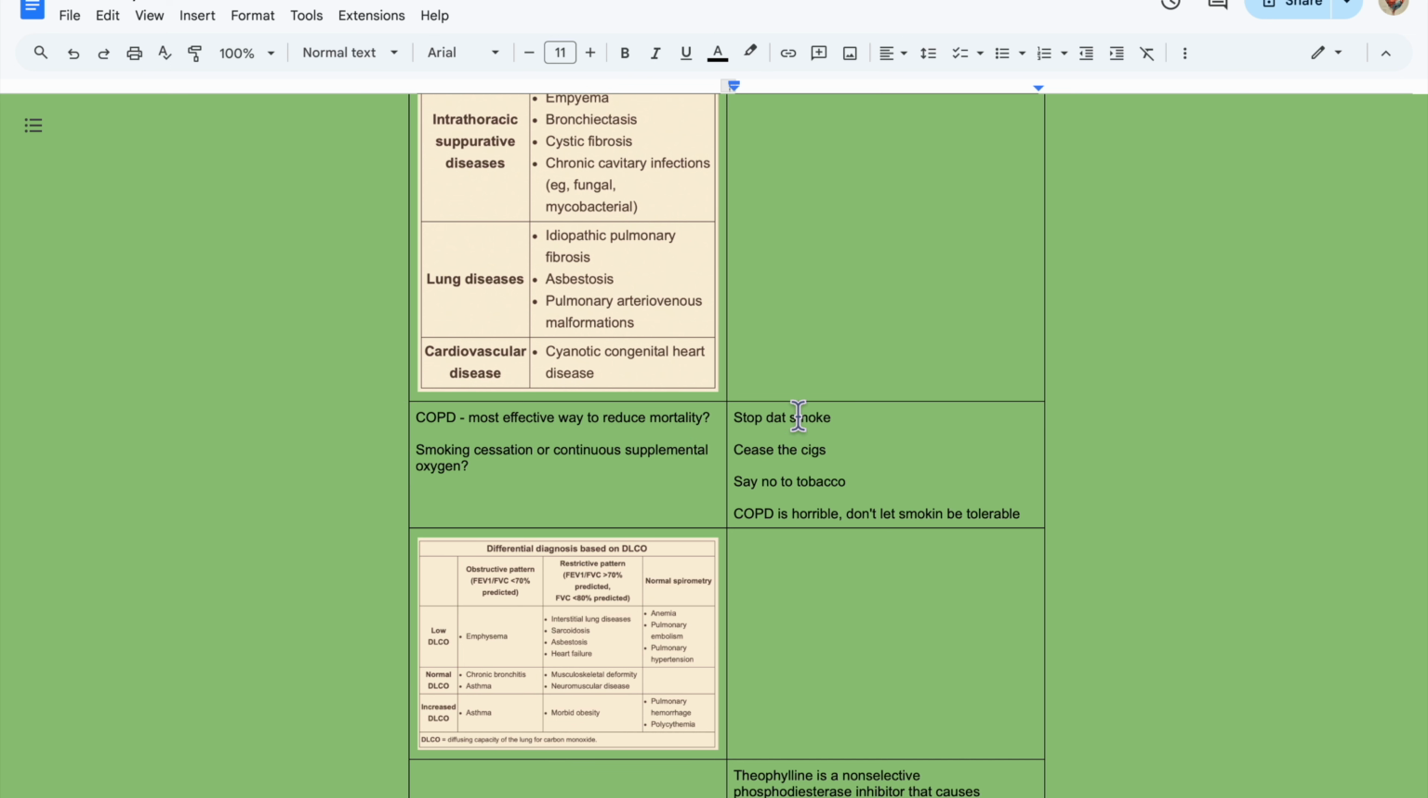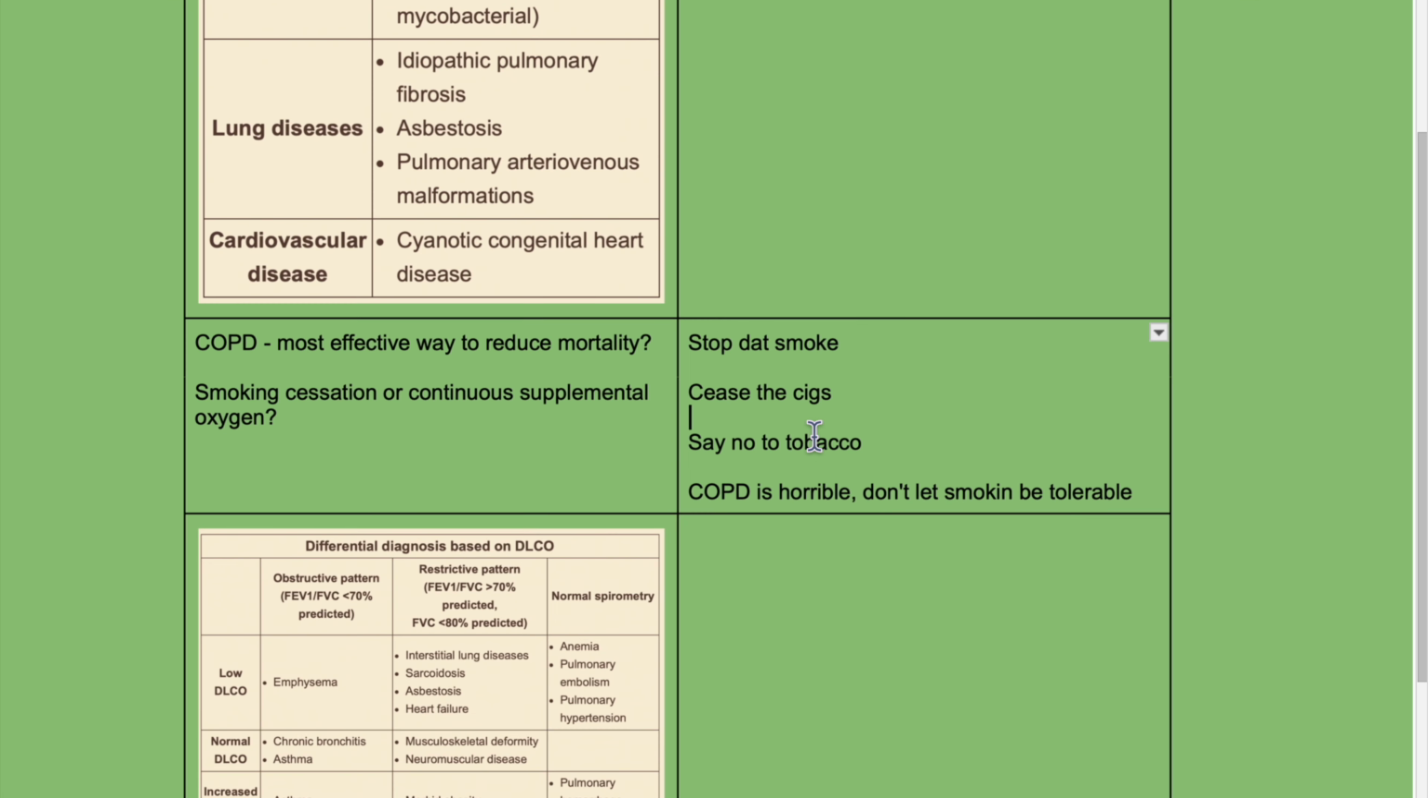Which one of these? Oh yeah, I probably zoned out here and just went into forming jingles. Stop that smoke. Seize the cigs. Say no to tobacco. COPD is horrible. Don't let smoking be tolerable.